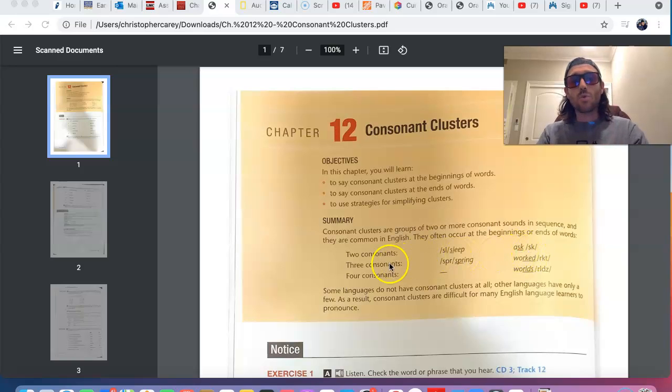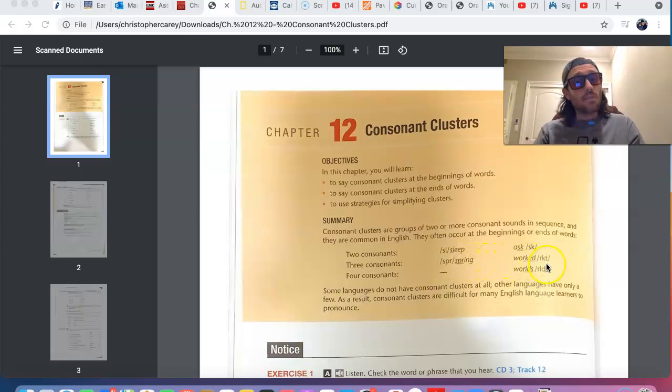Ask. We have three consonant clusters as well. Three consonant sounds, one right after the other. For example, spring. S-P-R consonant sounds all together at the very beginning.